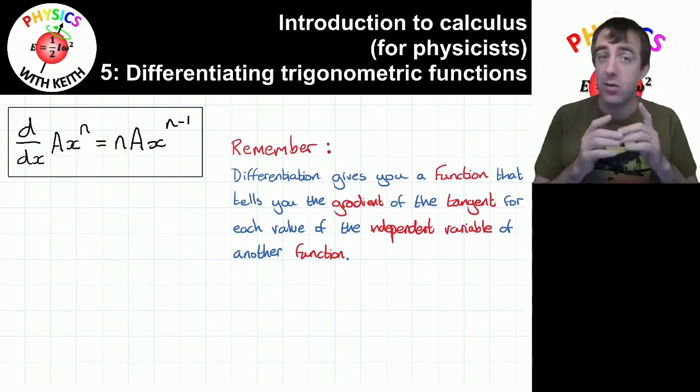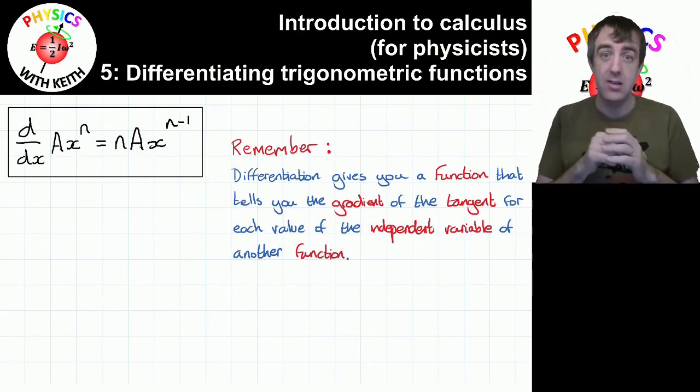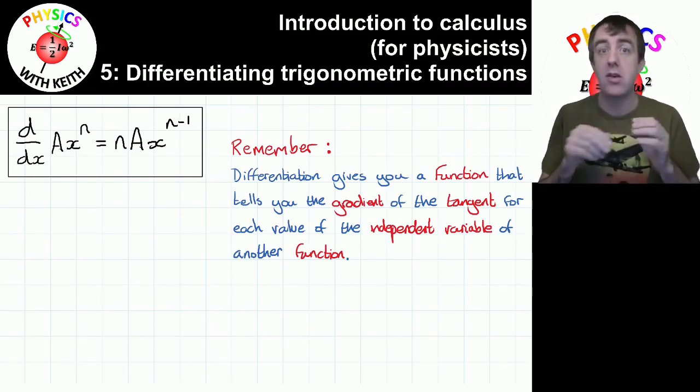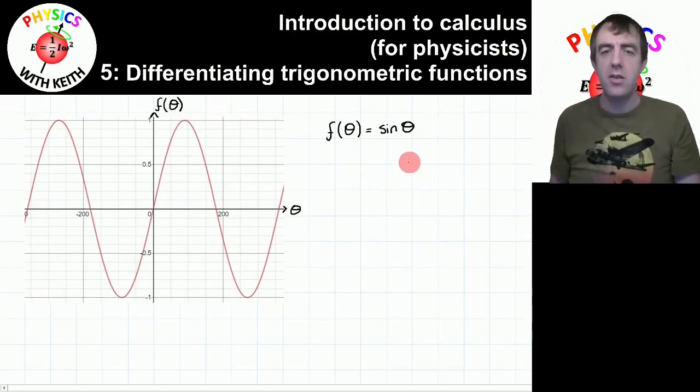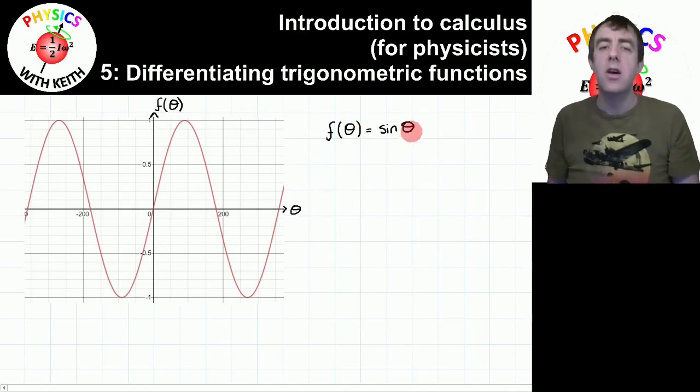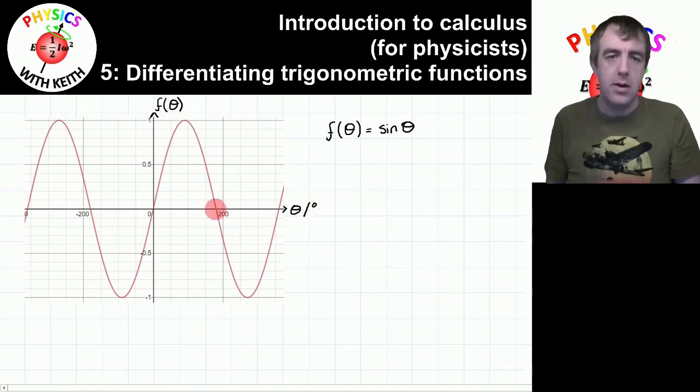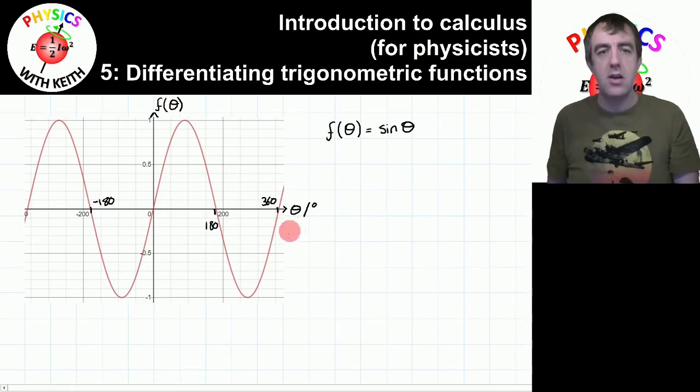Differentiation is how we figure out what the gradient is of the tangent at every point on a graph. So let's consider this first case, where the function on the y-axis, and the x-axis is theta in this case, is sine theta. Here I'm measuring theta in degrees. And you can see this point here is 180 degrees, this point here is 360 degrees, and so on. This is minus 180, and so on.